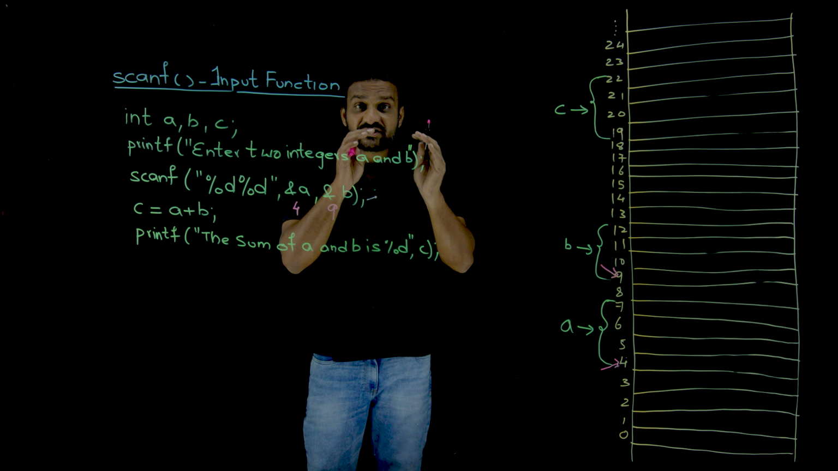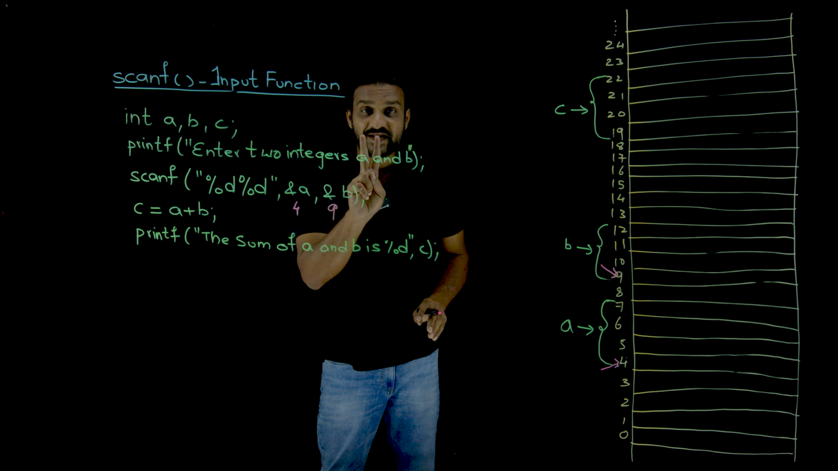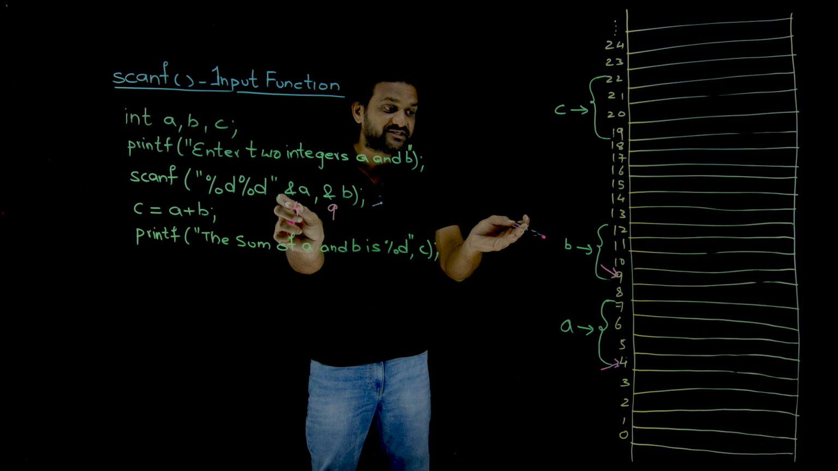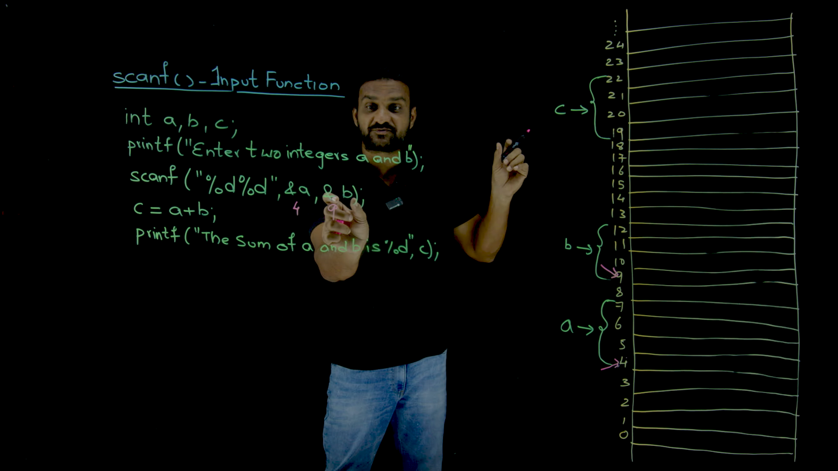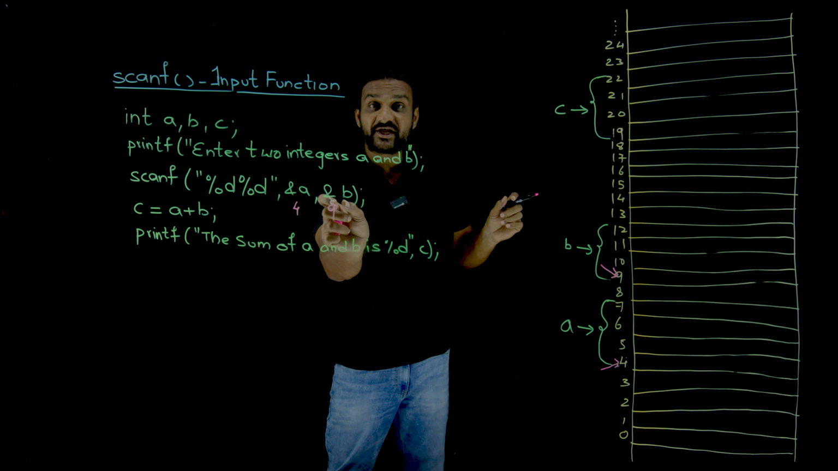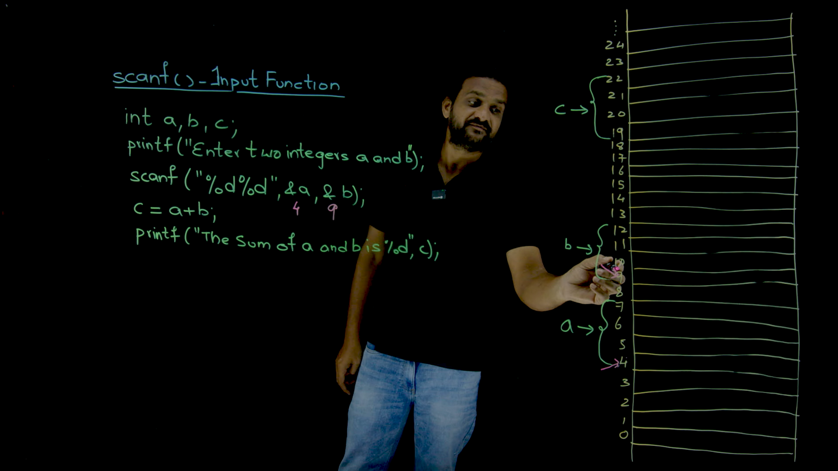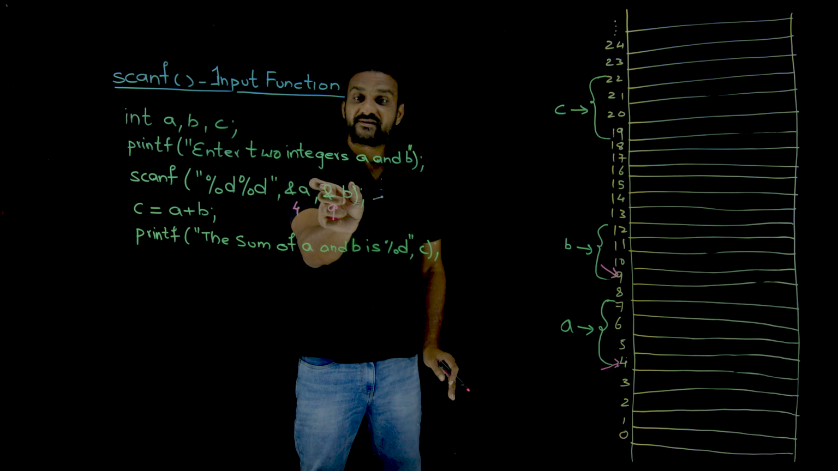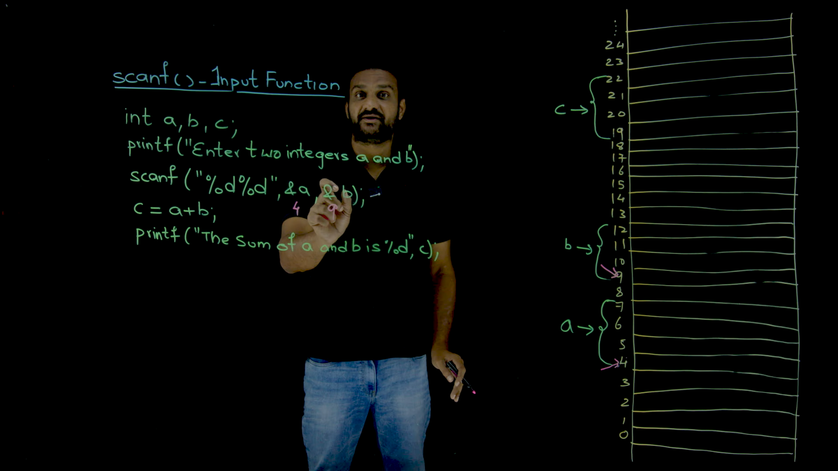The two values provided by the user will get stored in these address locations. One value gets stored at address 4, meaning 4, 5, 6, 7. The value of the other variable gets stored starting from 9: 9, 10, 11, 12. These 4 bytes will get occupied by this variable. So try to understand this. This point is very important.